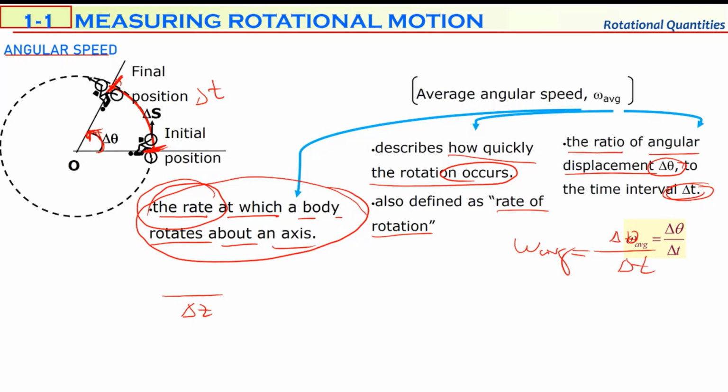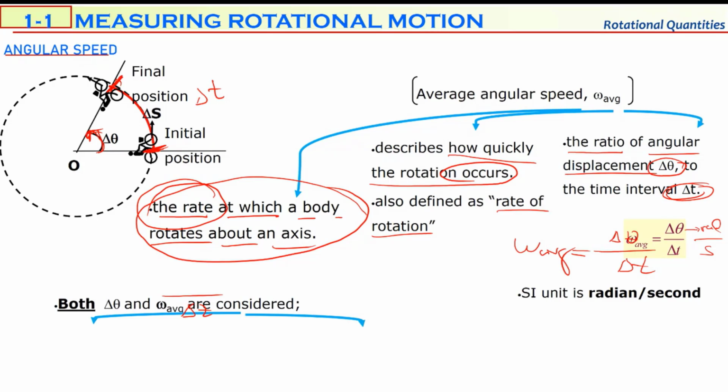So in here, what is the unit of average angular speed? We know that the angular displacement is in radian. Time interval is in second. That's why average angular speed will have a unit which is radian per second.